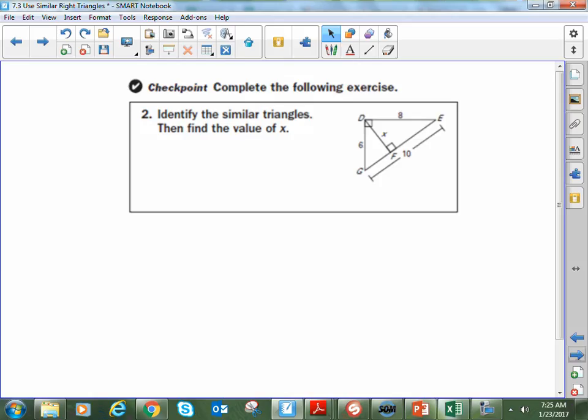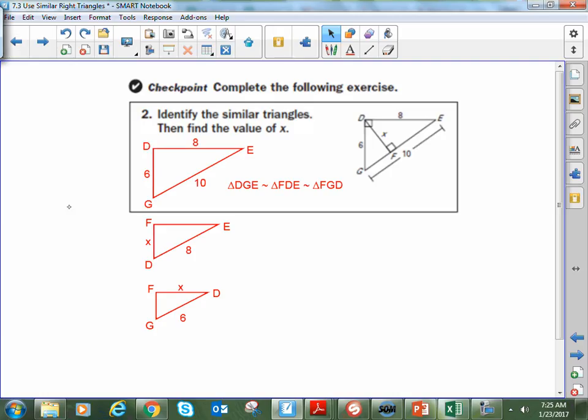Okay, so in this case, no radical values for the stuff that was given to us. 6, 8, 10 is a Pythagorean triple. It's just a multiple of the 3, 4, 5 triangle. The first thing I want to do whenever I work a problem like this is take the time to write out the 3 different triangles. That is one of the things I ask you to do, identify the 3 similar triangles.